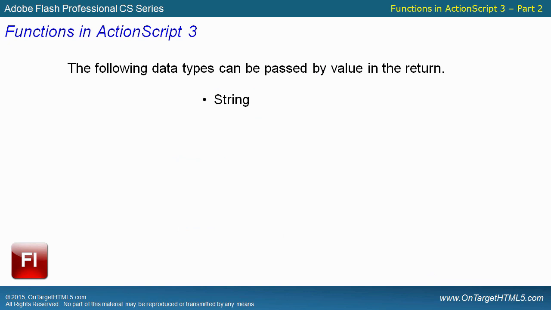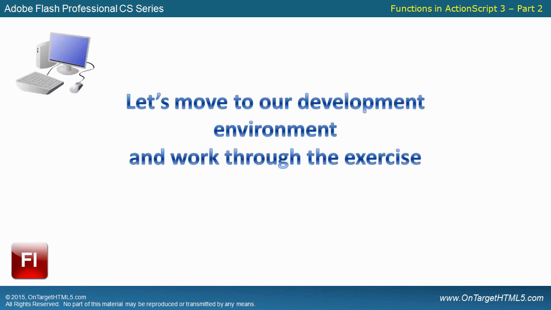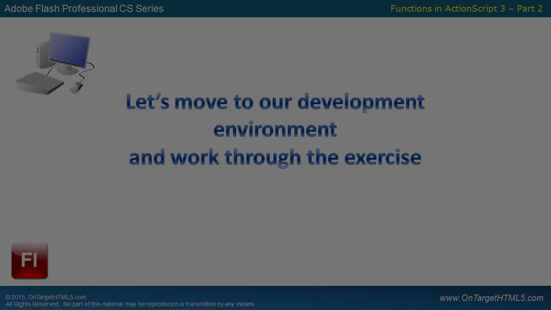So the following data types can be passed by value in the return. We can pass strings, numbers, int, and you've learned about the integer value in an earlier tutorial, uint, the boolean, the null, and void. All other data types are passed by reference, and you'll understand what I mean by reference as we work through future tutorials. But these are the data type values that we can return in a function return statement. So let's move into our development environment and work through some exercises on functions.